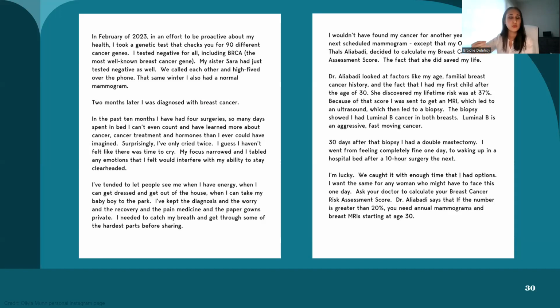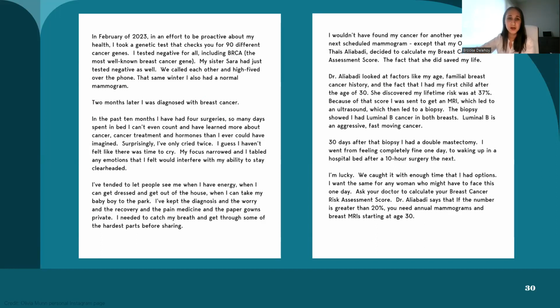And so going through this diagnostic odyssey of thinking that she was in the clear for breast cancer, but then later being diagnosed after, as you can read on the next slide, she had her lifetime risk for breast cancer calculated by her OBGYN. Based on her elevated lifetime risk being over 20%, she quotes it as 37%. She qualified to pursue a breast MRI in addition to her mammogram.